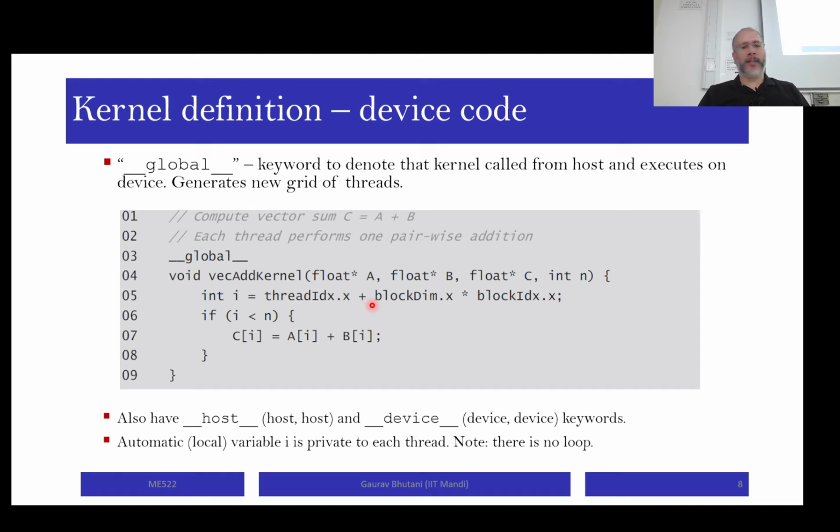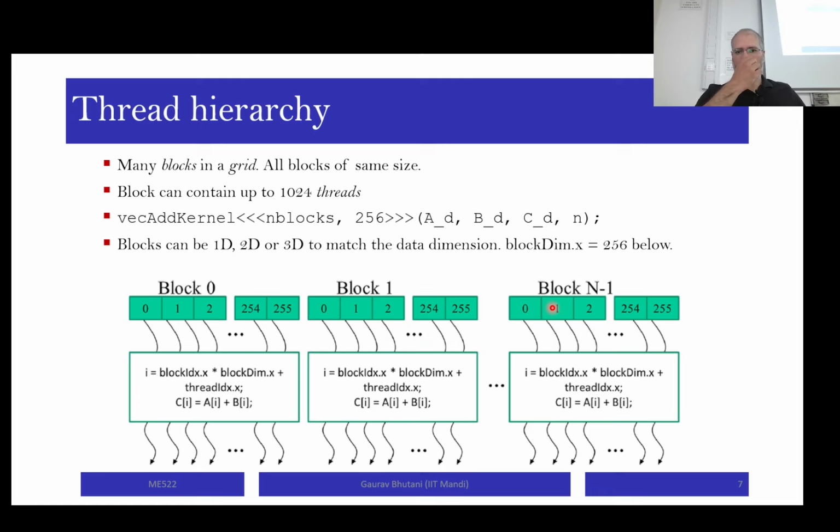Now you see that we always had this dot x in the thread ID, dot x in the block dimension, which is basically the number of threads per block, and dot x in the block ID as well. So what is the meaning of this? What I showed you in this figure is a one dimensional case, but on a GPU you can also have things in 2 or 3 dimensions.